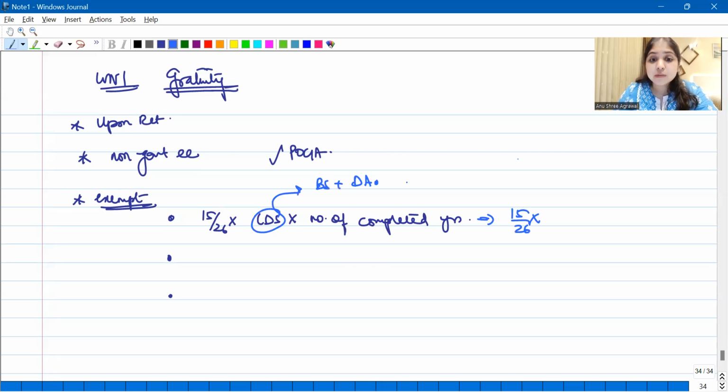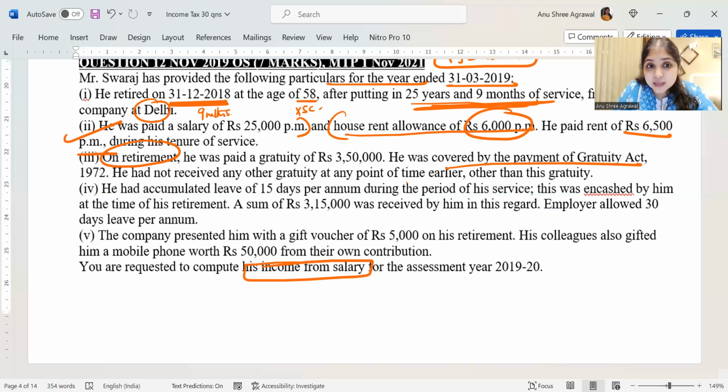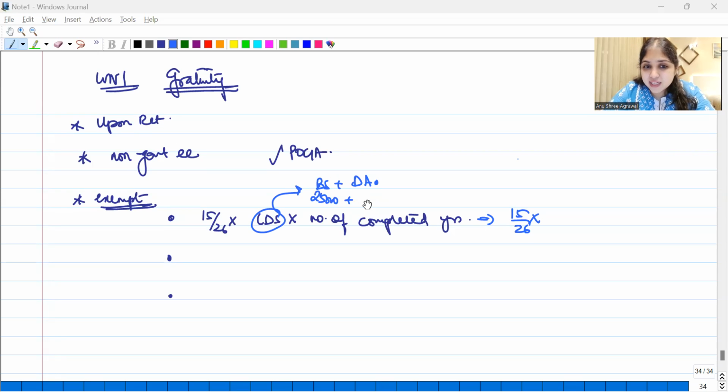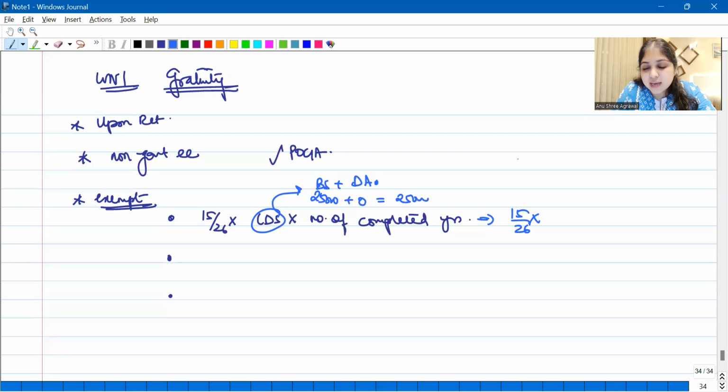I'll take full DA. So what is this assessee's basic salary? This assessee's basic salary is 25,000 per month. How many months basic salary am I supposed to take? Last drawn, only 1 month. So basic salary is 25,000. Do we have any DA? We just saw the question. We did not have any DA at all. So his last drawn salary is 25,000 into number of completed years.